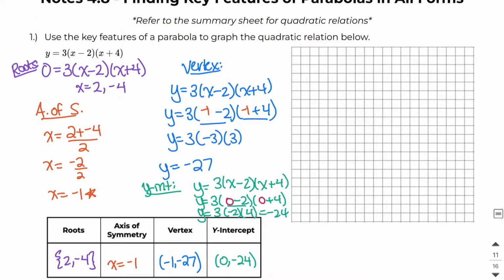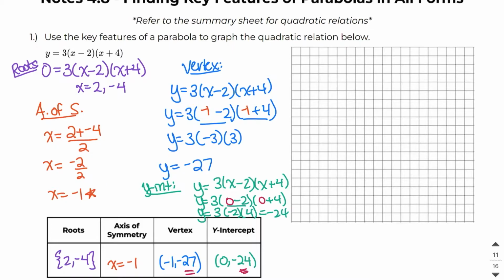Okay, so now we're going to use that key information to go ahead and graph out our parabola. And I'm going to place my x-axis up a little bit higher because my vertex and my y-intercept are both negative values for the y values, and my parabola opens up, which means that this is going to be the lowest value that it's going to reach right here.